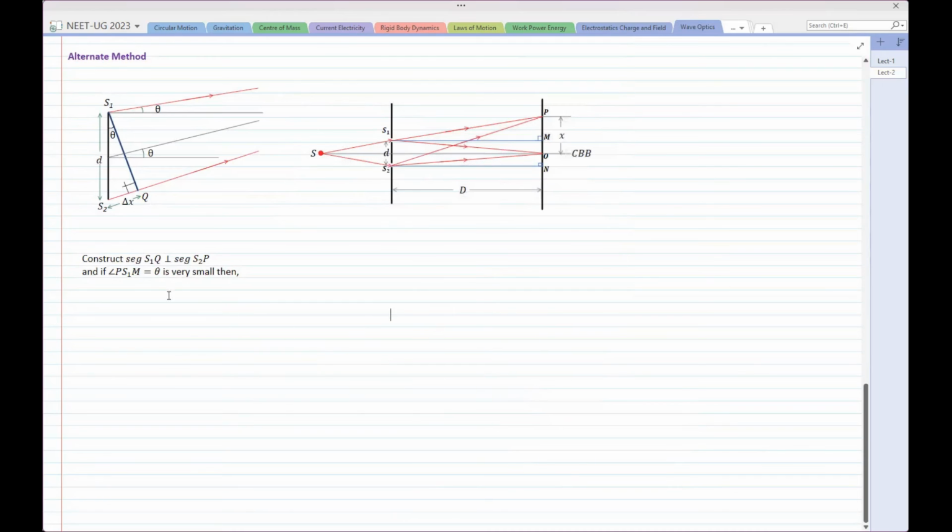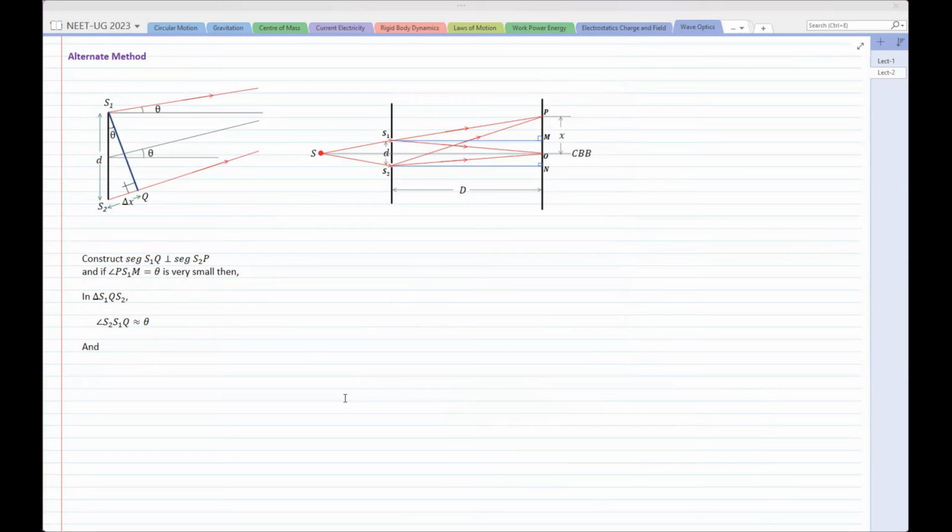Okay, so you can see PS1M is theta. That is what I have assumed now. Then in triangle S1QS2, now you look at the left hand side diagram. Angle S2, S1Q is almost theta. So we can use it as theta. We can do that small approximation. We have already done an approximation up there.